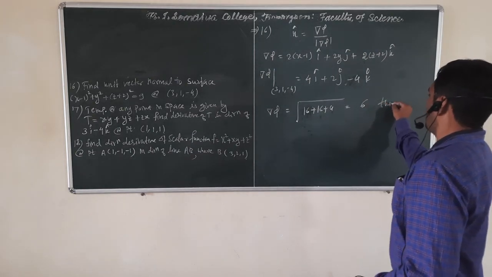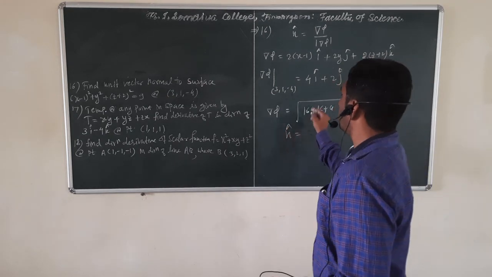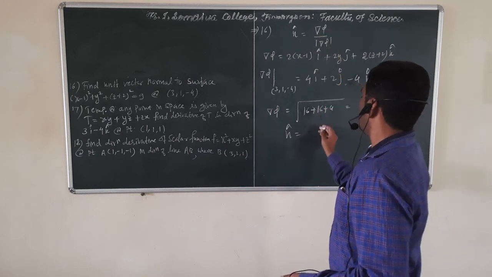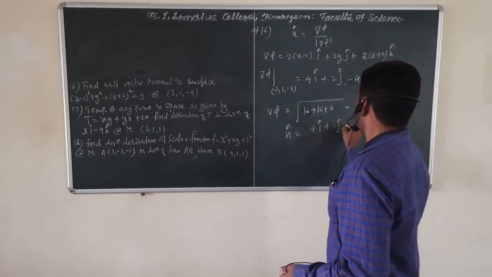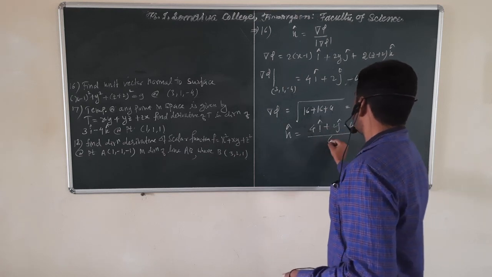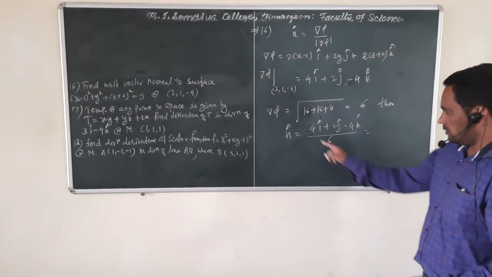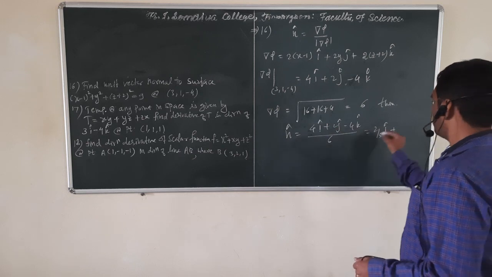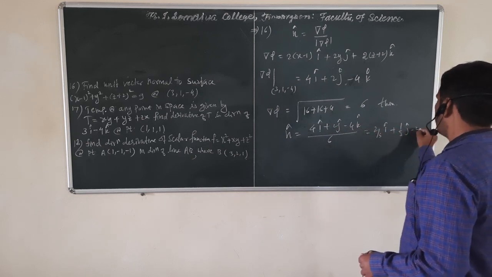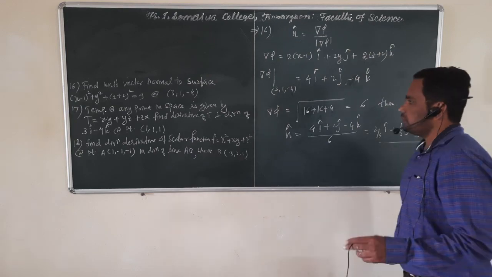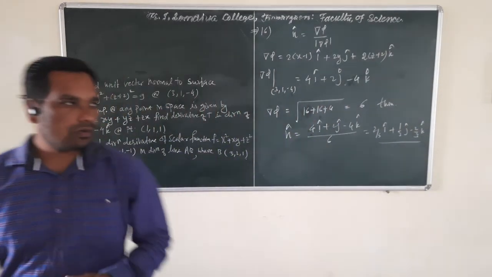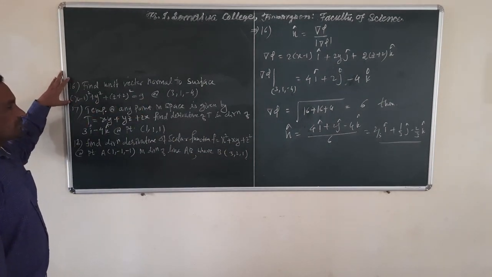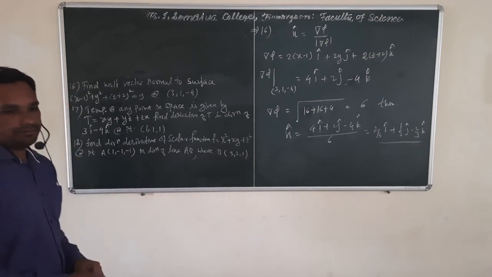Then n cap, which is the unit vector normal to that surface phi, is equal to gradient of phi, 4i plus 2j minus 4k, divided by 6. So this is equal to 2 by 3 i cap, plus 1 by 3 j cap and minus 2 by 3 k cap. So this is the unit vector which is normal to this surface. We followed the same procedure. Now we are moving to problem number 17.